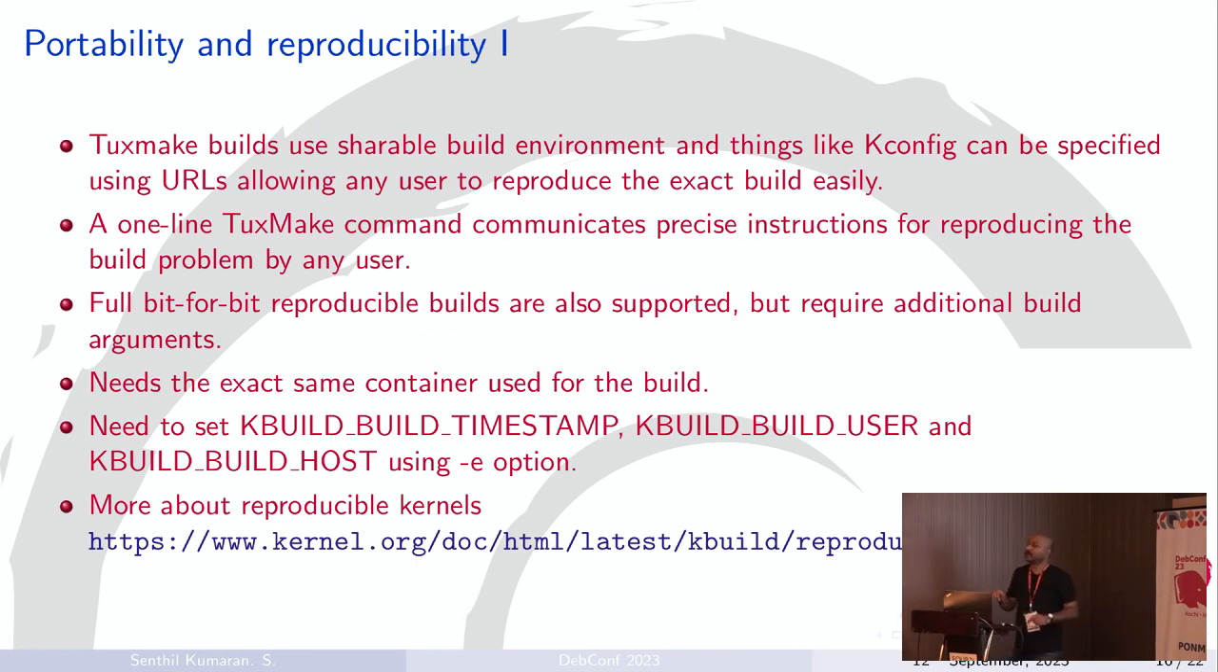The kernel itself provides a way to do perfect, full, bit-for-bit reproducible builds. That is done using KBUILD_BUILD_TIMESTAMP, KBUILD_BUILD_USER, and KBUILD_BUILD_HOST. If you pass these three things inside your TuxMake builds, and I've shown you the -e option, which is the environment variable option, so if you give the same timestamp, build user and host details, the same build is going to happen, and it'll be bit-for-bit reproducible. Everything will be the same.